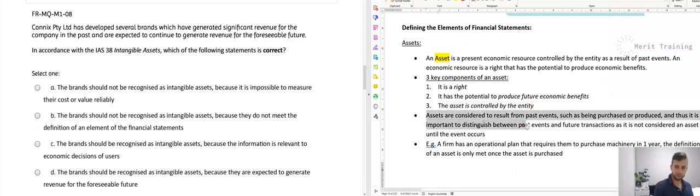However, this bit here is where it starts to trip up. Has it resulted from a past event? Yes, but can you distinguish it, such as being purchased? No, it hasn't been purchased. Has it been produced? Not really. So it's hard for us to prove that this has resulted from a past event.